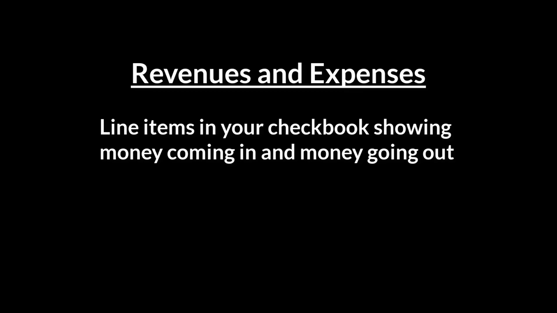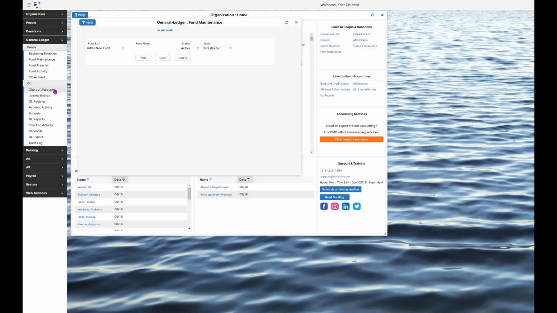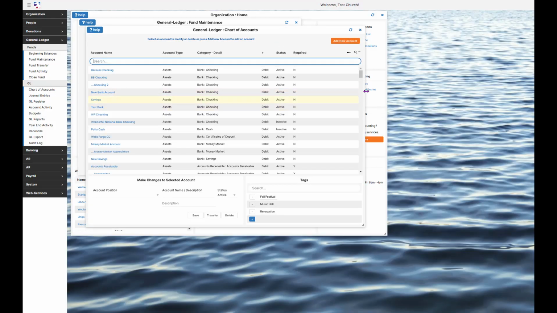Revenue and expense accounts are the line items in your checkbook register. They are the description or story of how your money was earned and spent. Revenue accounts show how money was earned, and expense accounts show how your money was spent. At the end of the year, you can pull a revenue and expense report to create your budget. At the beginning of the year, your revenue and expense accounts start at 0, so you know how much was earned and spent in any given year.